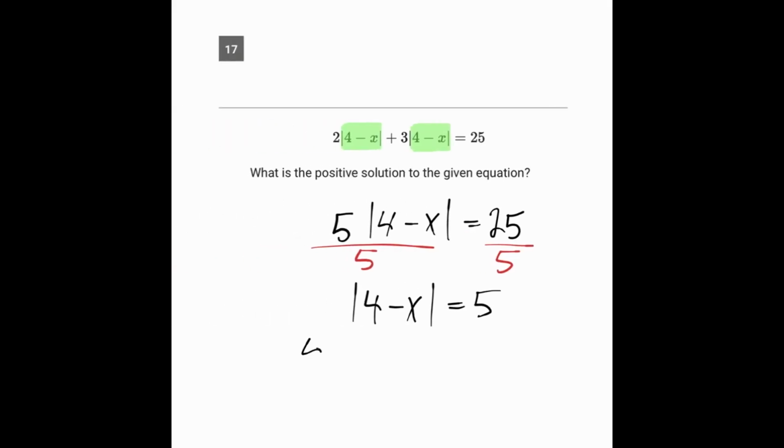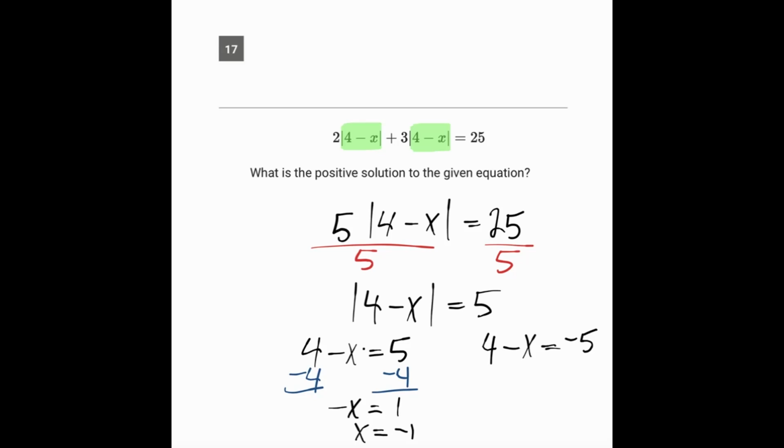So for us, we can easily say 4 minus x is 5. 4 minus x is -5. Then we can start solving. Take away 4 from both sides here, and you'll get -x is 1. Multiply by -1, and you'll get x is -1. So ironically, the positive side came out to be negative. And that's not the one we want because we're being asked for the positive solution.